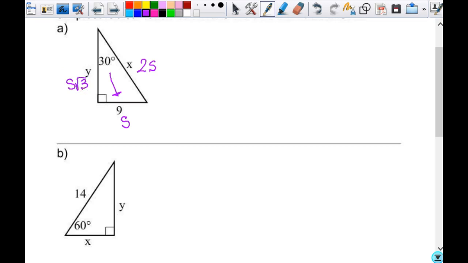I don't care what order you do it in, but I do suggest you do it in the exact same order every single time because that keeps you from doing weird stuff. Then we set up our little equations. All right, so I have y equals s times the square root of 3. We have x equals 2s. And I have 9 equals s.